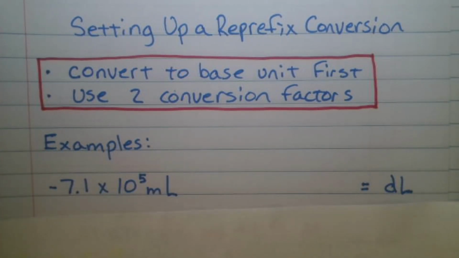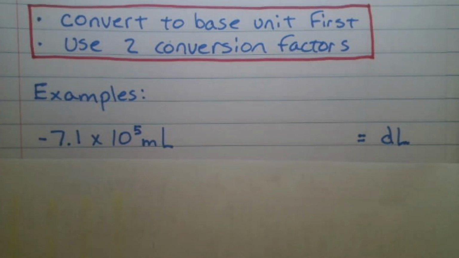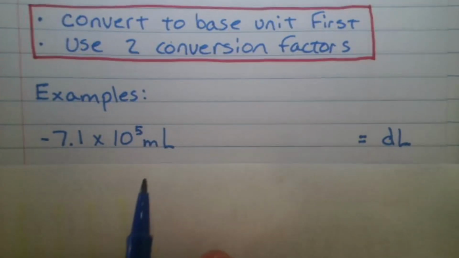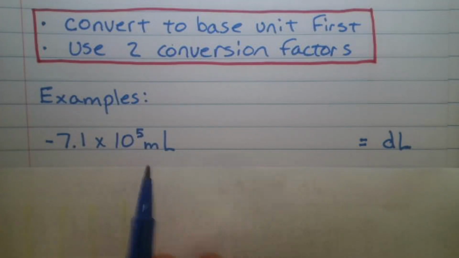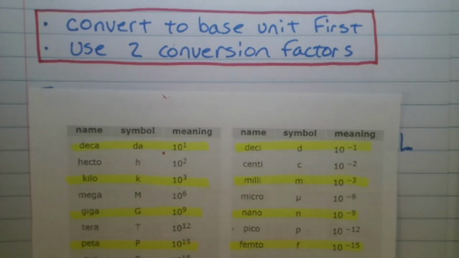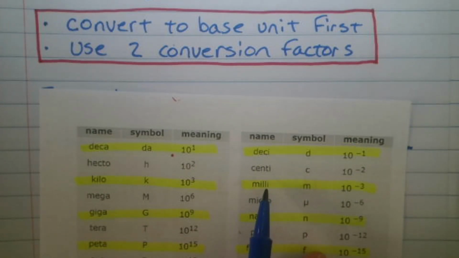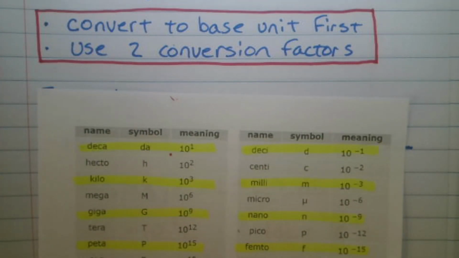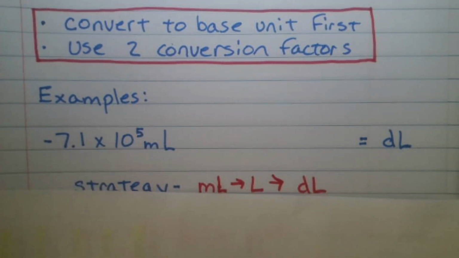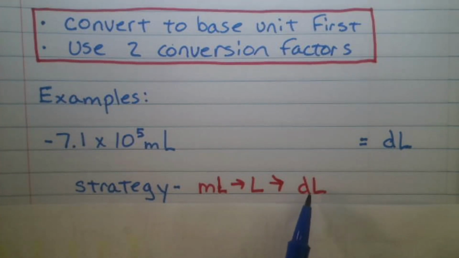So examples. First example is we're going to convert negative 7.1 times 10 to the fifth milliliters to deciliters. So notice how we have a prefixed unit right here, milliliters, and another prefixed unit. When you look at your conversion chart, we don't have a conversion that goes from deci to centi, or from centi to milli, or from milli to micro. What we have to do is convert to the base unit first. And so the strategy is to go from milliliters to liters, and then from liters to deciliters.